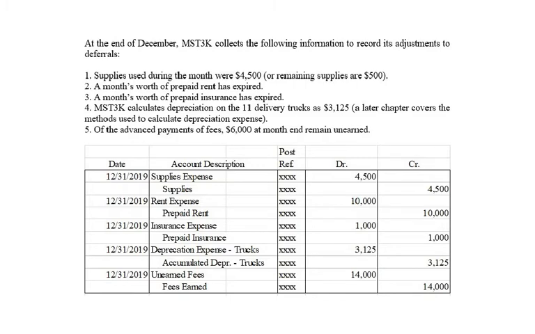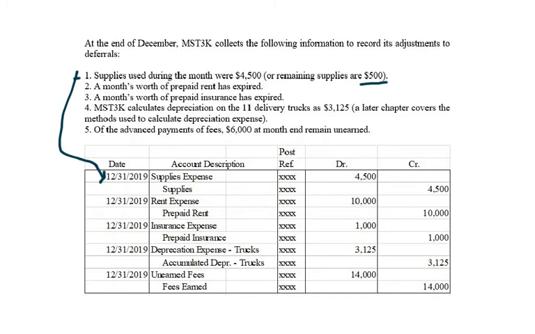In other words, we looked at, first up, supplies used during the month were $4,500, or remaining supplies are $500. That's more realistic. So in other words, out of $5,000 worth of supplies, they had $500 still remaining. That led them to book this transaction right here. Again, look familiar. You've already seen this before. Supplies expense debit, supplies credit.